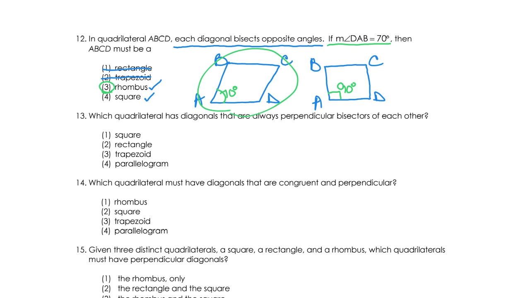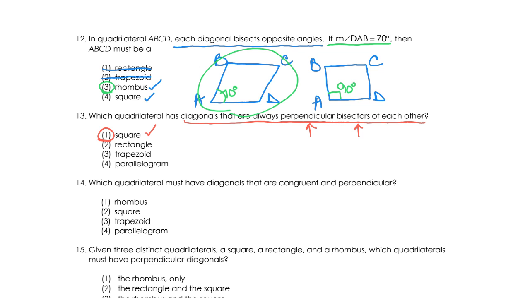Number 13. Which quadrilateral has diagonals that are always perpendicular bisectors of each other? Diagonals that are perpendicular happen in a square and in a rhombus, but rhombus isn't a choice, so I'm going to go ahead with number 1. It's the only shape that has diagonals that are perpendicular to each other, and they would cut each other in half, or bisect.